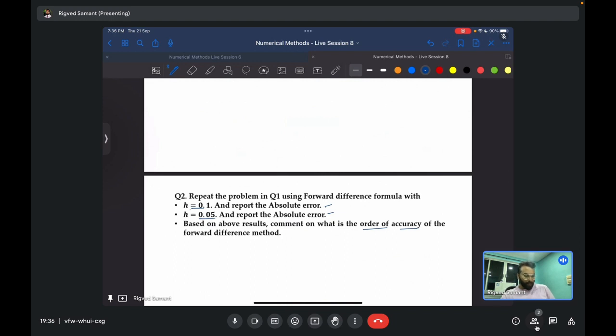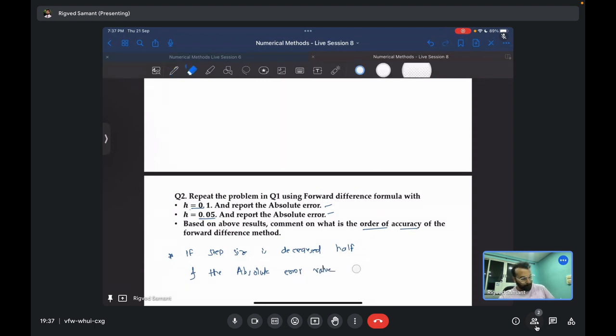So order of accuracy is given by, if the step size is decreased by half and the absolute error value decreases by a factor of 2, then it is first order accuracy, or it is also written as O(h).